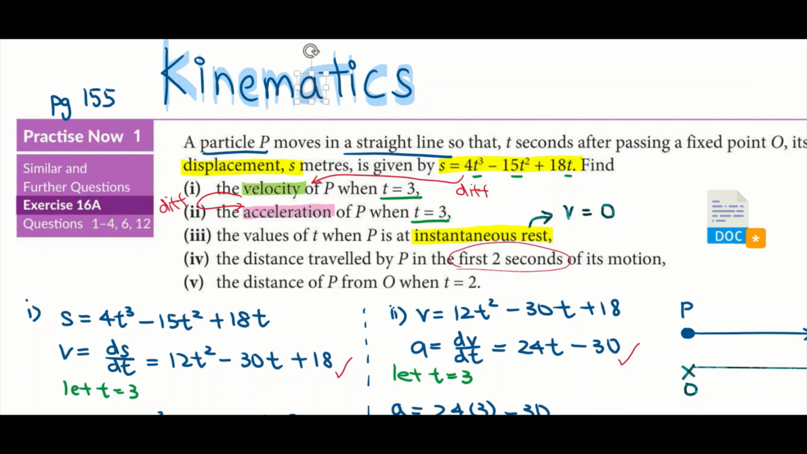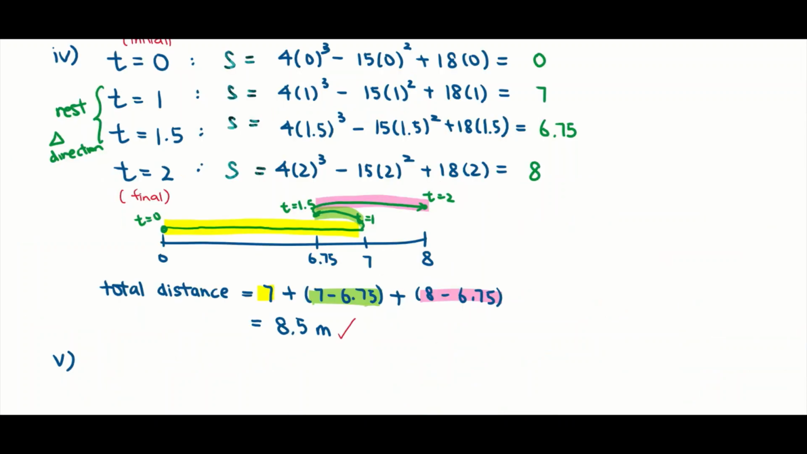Last question, the distance of P from O. You need to recognize that any distance from O is called displacement. So I'm just finding the displacement when t equals to 2. So at t equals to 2, my displacement would just be 8. And hence, from the previous part, I have already found my answer. At t equals to 2, my displacement will be 8 meters. That's the end of the question.